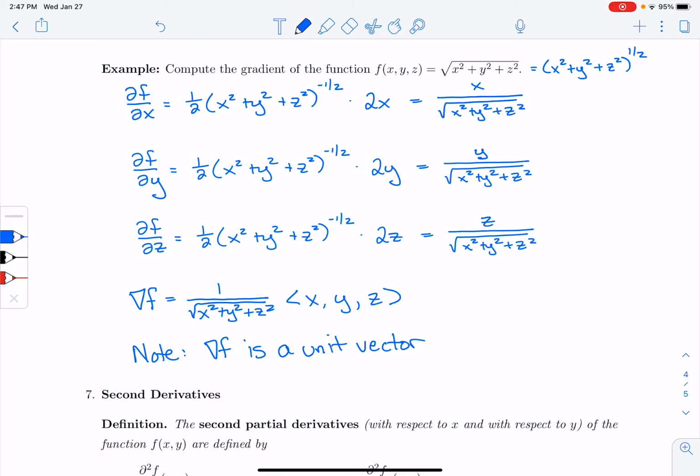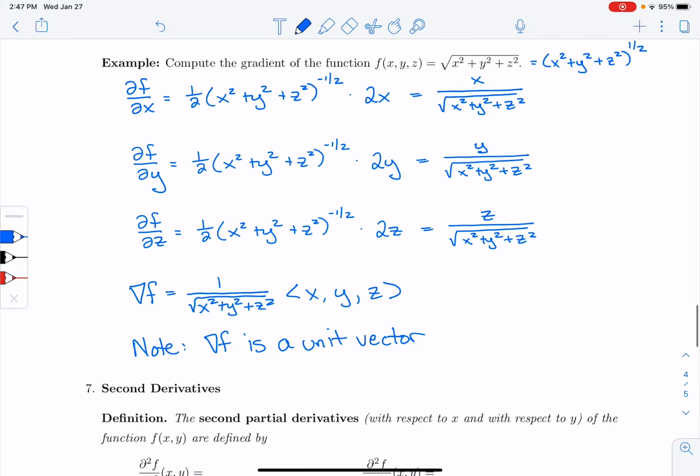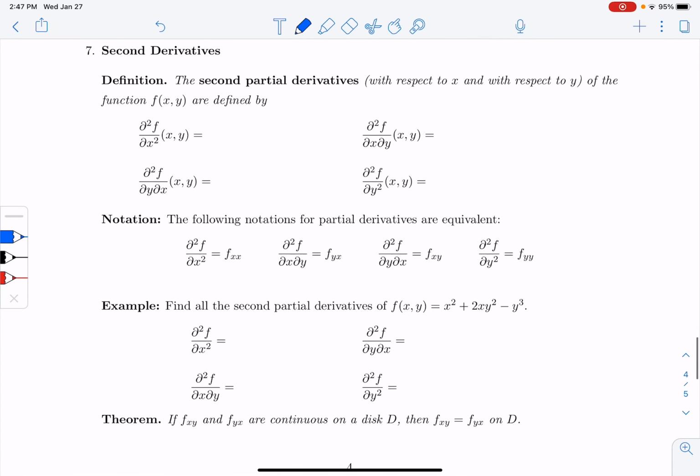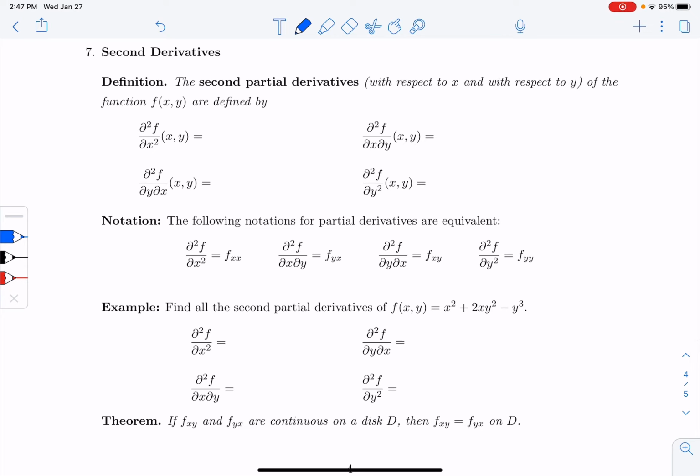I now want to move on to second derivatives. We remember from calculus that the second derivative is just the derivative of the first derivative. The problem now, though, is that for a function f of x, y, we really have two first derivatives. We have a derivative with respect to x and a derivative with respect to y. And because of that, we're going to have actually four different second derivatives. I will go through them. The first one is the second derivative with respect to x.